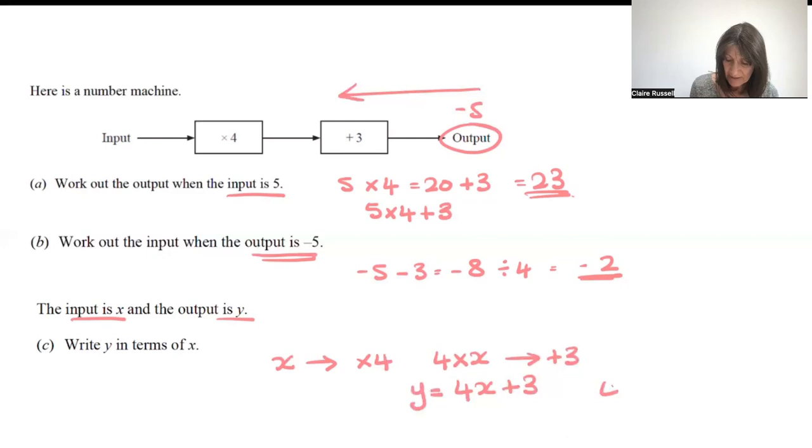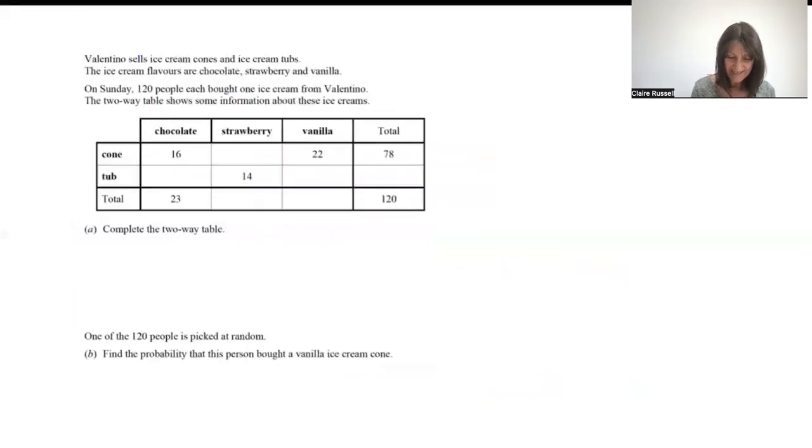If you did it on the end, if you did 4X plus 3 equals Y, you would still get the mark. So you don't need to worry too much about that. Okay, next question. Hit pause and press play when you're ready.